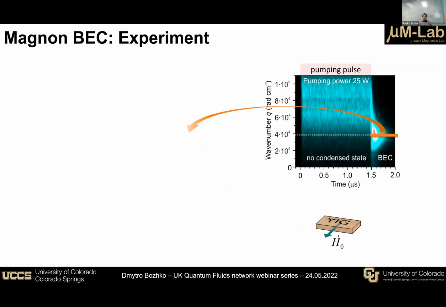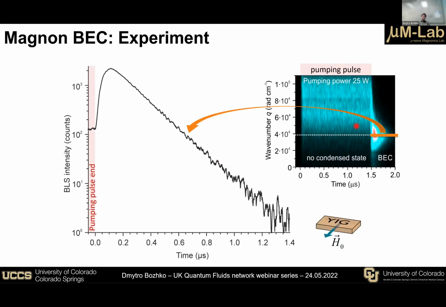So how does it work? For this case, we take our macroscopic thickness YIG. We take parallel pumping, and we look at the condensate evolution at the end of the pumping pulse. In log scale, it looks linear. Well, it's just exponential decay of magnons.